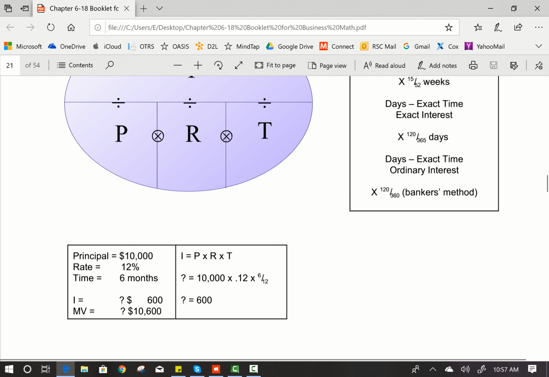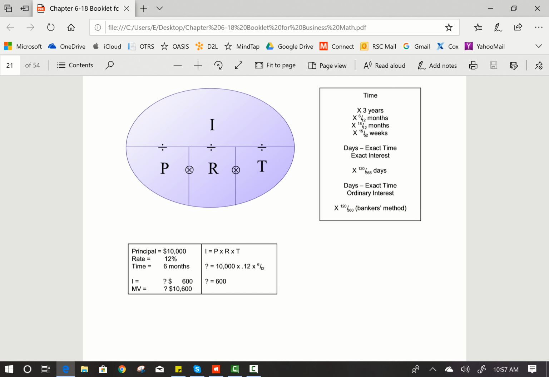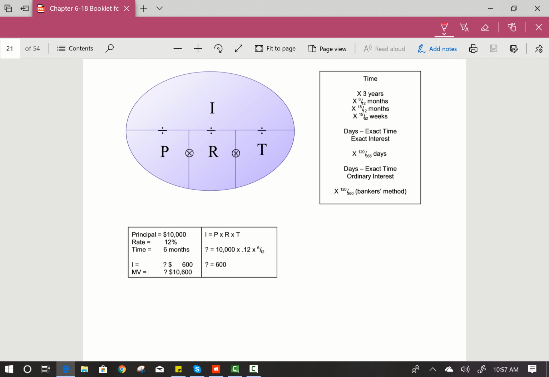We have this particular problem right here. Let's say that we have a $10,000 principal. So I put $10,000 right there. And the rate is 12% or 0.12 whenever you move the decimal point 2 places to the left. And then the time is 6 divided by 12, 6 months, 12 months in the year. And we're going to calculate for the interest, and we're going to calculate for the maturity value.